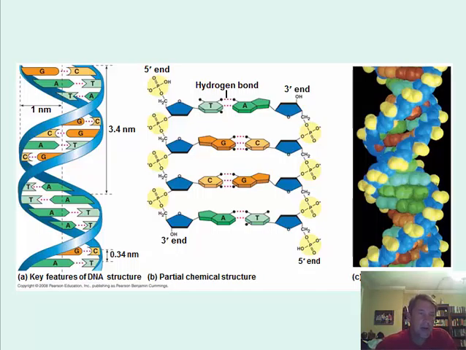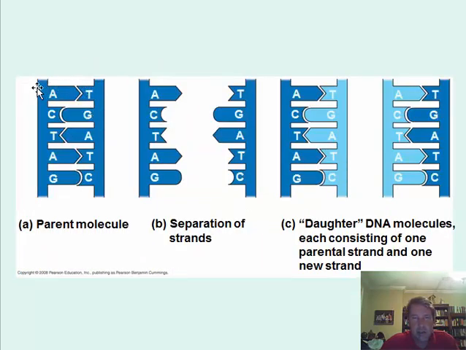Okay, so Watson and Crick basically built their model, this double helix, using Rosalind Franklin's X-ray images and the technology that they used. Okay, so the complementary base pairing, we can see that here. So here's our strand of DNA.